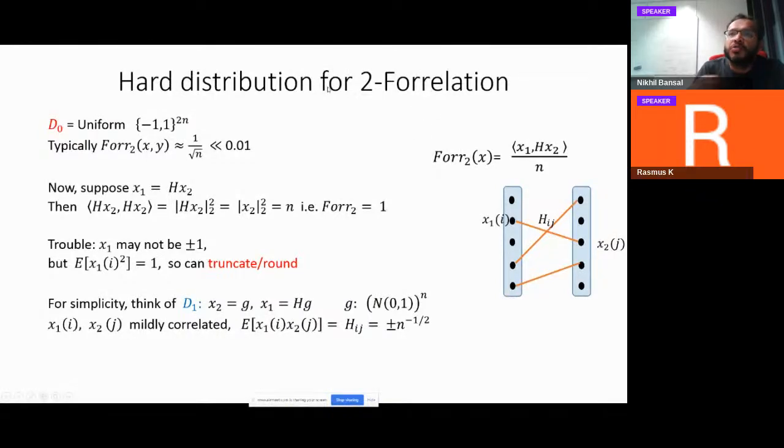So for this correlation problem, let's see what these two distributions are. They're actually very, very natural. The first distribution will be just uniform on 2n bits, right? Each bit is random, plus 1 or minus 1, on each of these 2n bits, n and n.